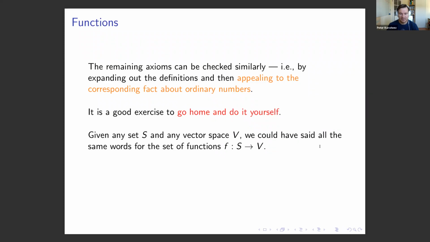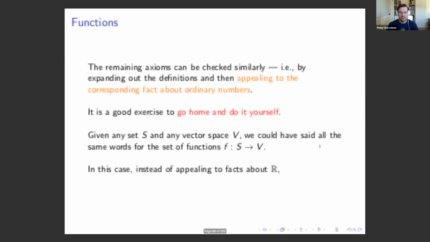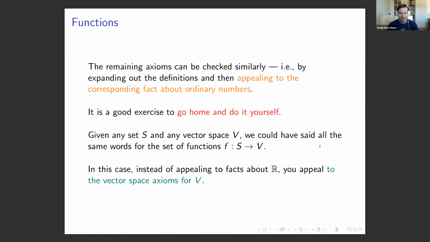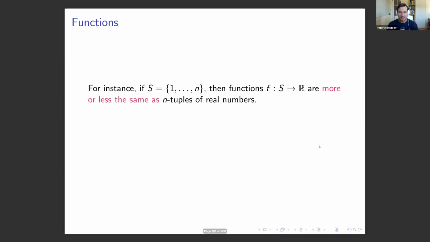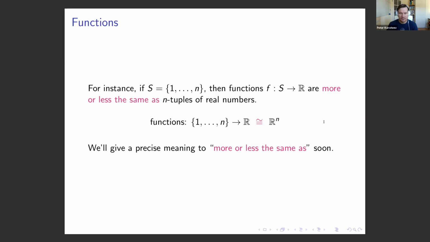Given any set S and any vector space V, we could have said the same words for any set of functions from S to V, not necessarily functions from R to R. We would just apply the vector space axioms to V. Example: take S to be the set of integers from 1 to n, and then define functions from S to R, which is more or less the same as n-tuples of real numbers. So the set of functions from S to R we can identify with R^n. We need to make this more precise soon, but maybe you can try to guess how this isomorphism works out.